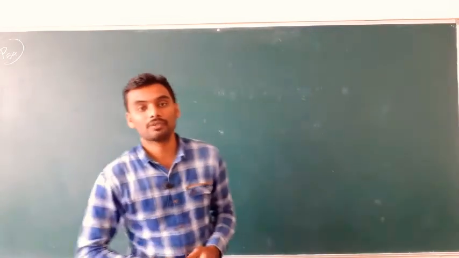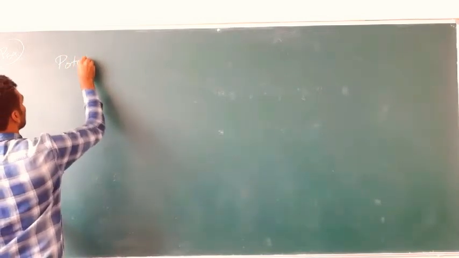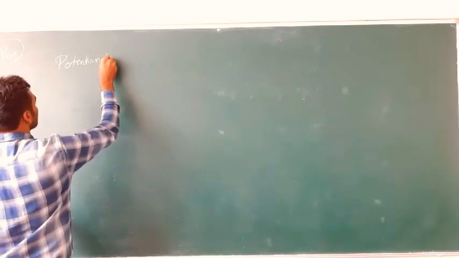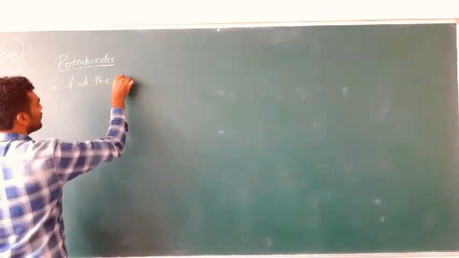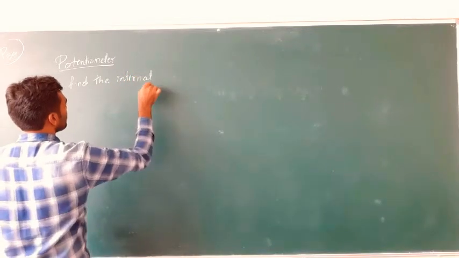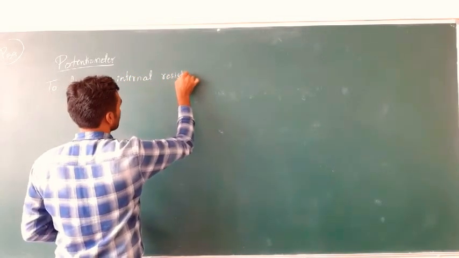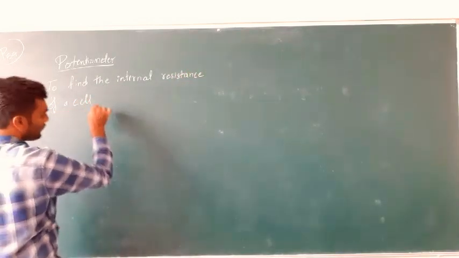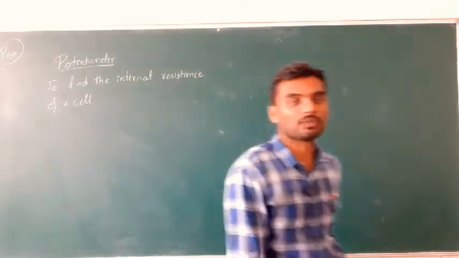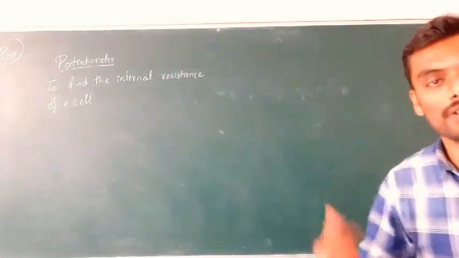Moving ahead, let us go for the second application and see how we can make use of the potentiometer in finding the internal resistance of a cell. So the second application is to find the internal resistance of a cell. The potentiometer can also be used to find the internal resistance of a cell. Let us see how we can do that.